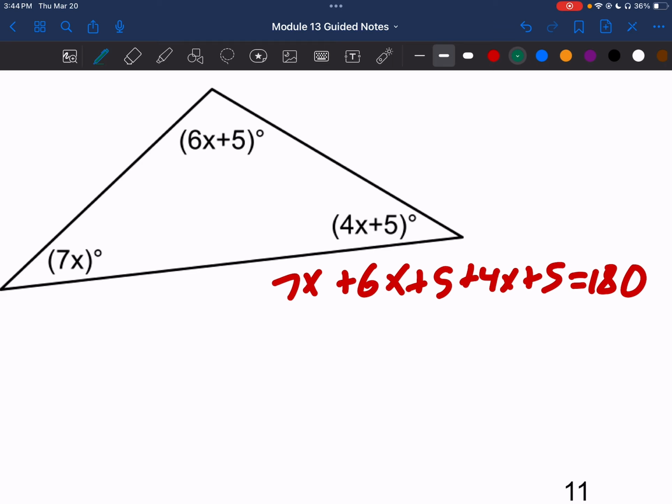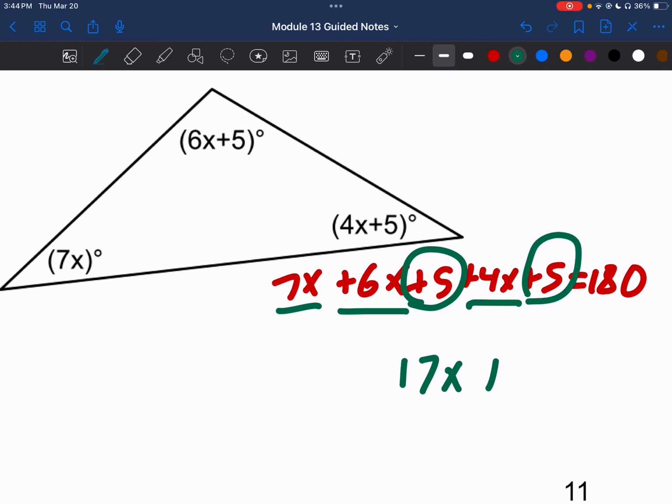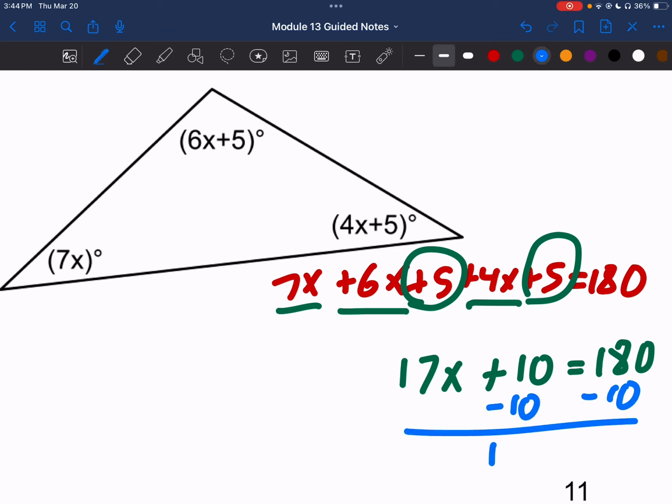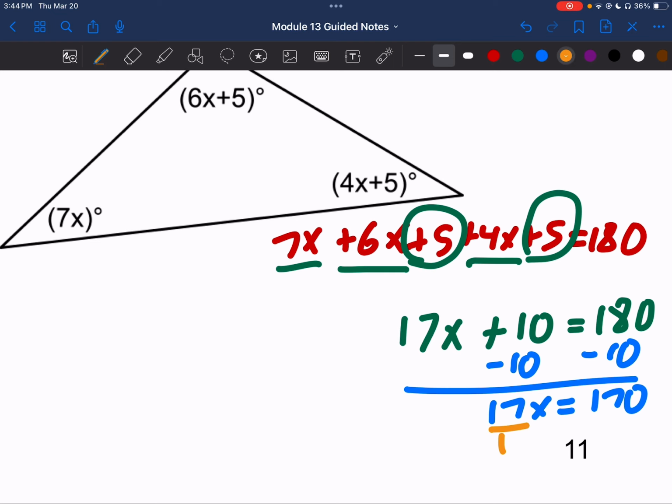Okay, so my first step is still to combine like terms. 7x plus 6x plus 4x is 17x. Plus 5 plus 5 is plus 10 equals 180. We're going to subtract 10 from both sides. 17x equals 170. And then divide by 17. X is going to equal 10.